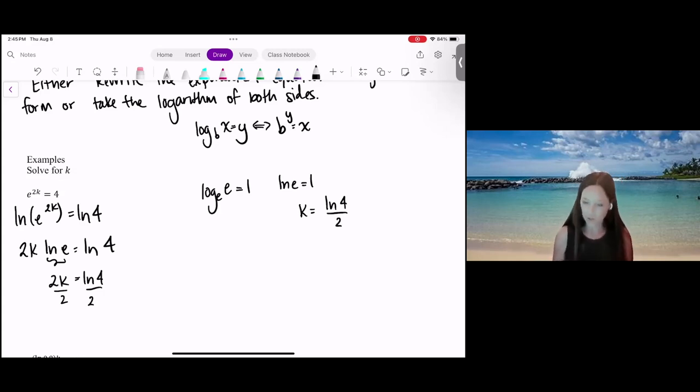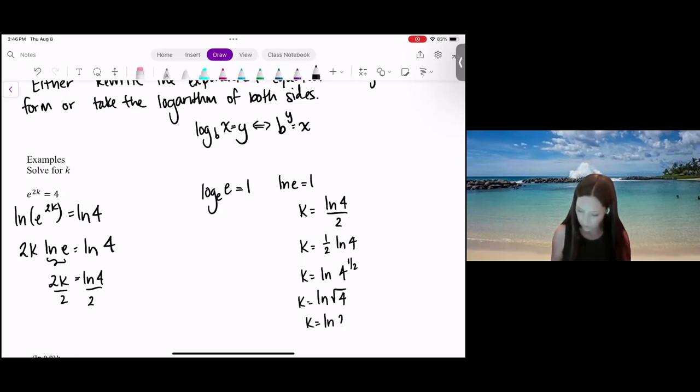Now, dividing by 2 is the same thing as saying k equals 1/2 natural log of 4. I could then use that same property and make the coefficient the exponent, which is saying k equals the natural log of 4 to the 1/2, and 1/2 is the square root. That's k equals natural log of square root of 4, or k equals natural log of 2. Now, it depends on your teacher or your instructor what they're looking for. They might accept natural log of 4 over 2 or 1/2 natural log of 4.